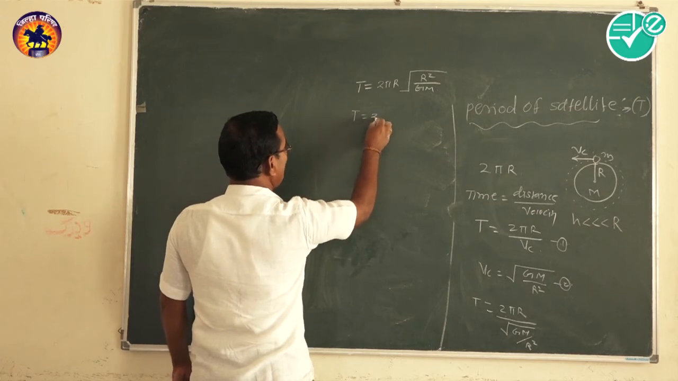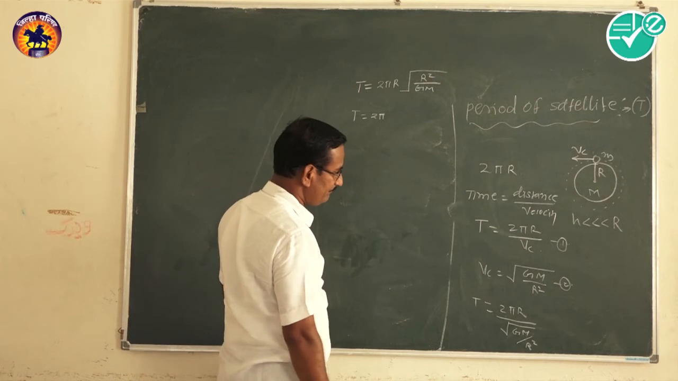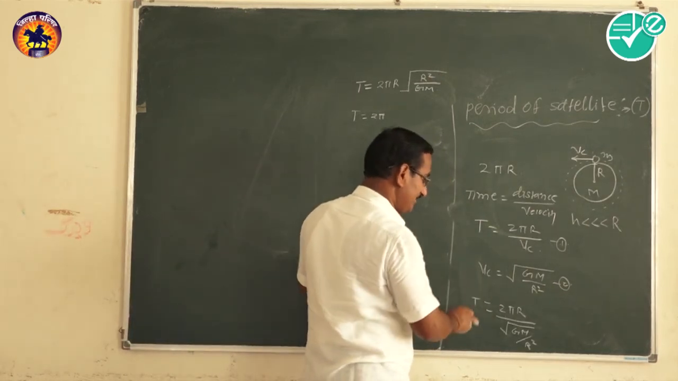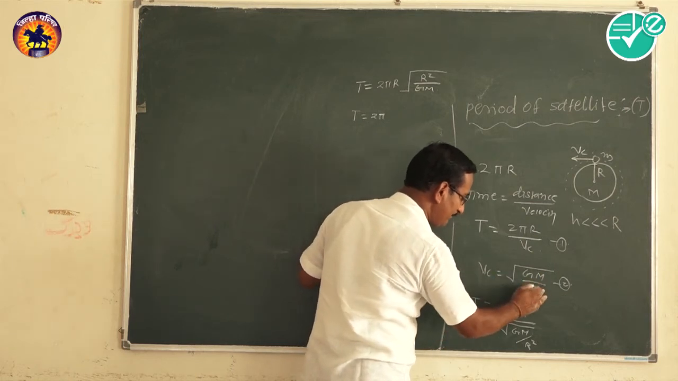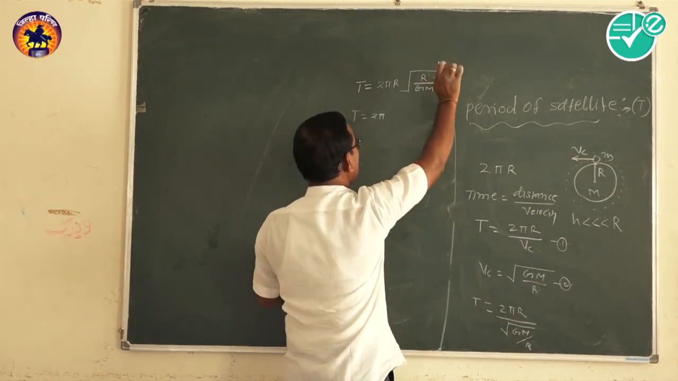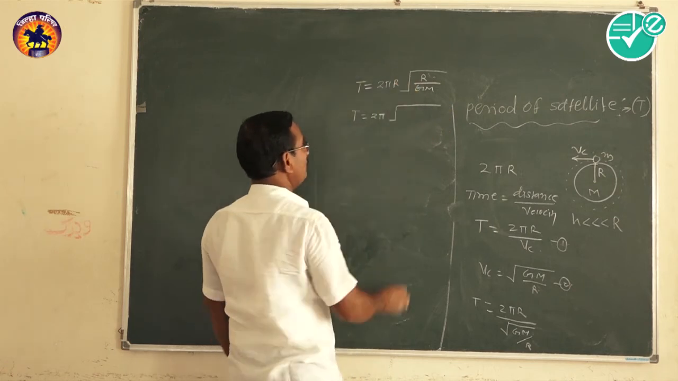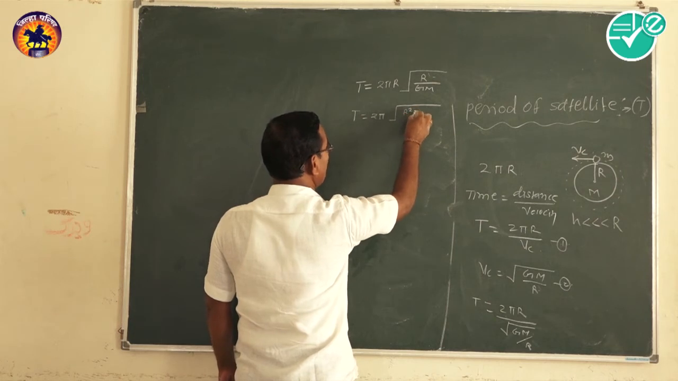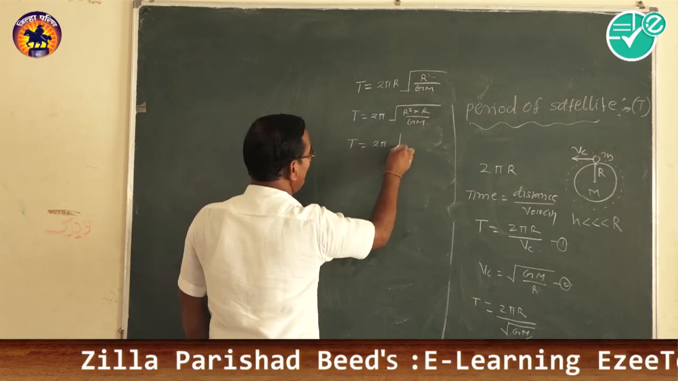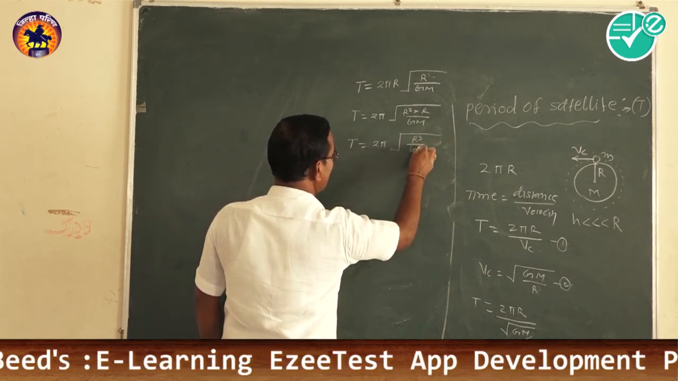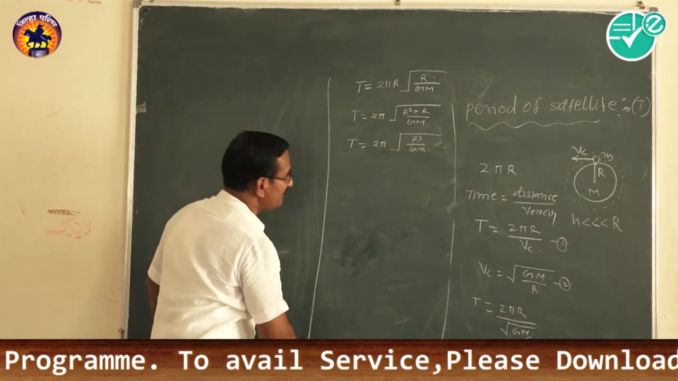T is equal to twice pi, which R is taken inside. For the critical velocity very close to the surface of Earth, it is not under root GM by R square, but vc is equal to under root GM by R. So this equation is T is equal to twice pi R under root R by GM, and that capital R outside the square root is taken inside the square root, that is R square into R upon GM. Then the required expression is T is equal to twice pi under root R cube by GM. That is the period of a satellite very close to the surface of Earth.